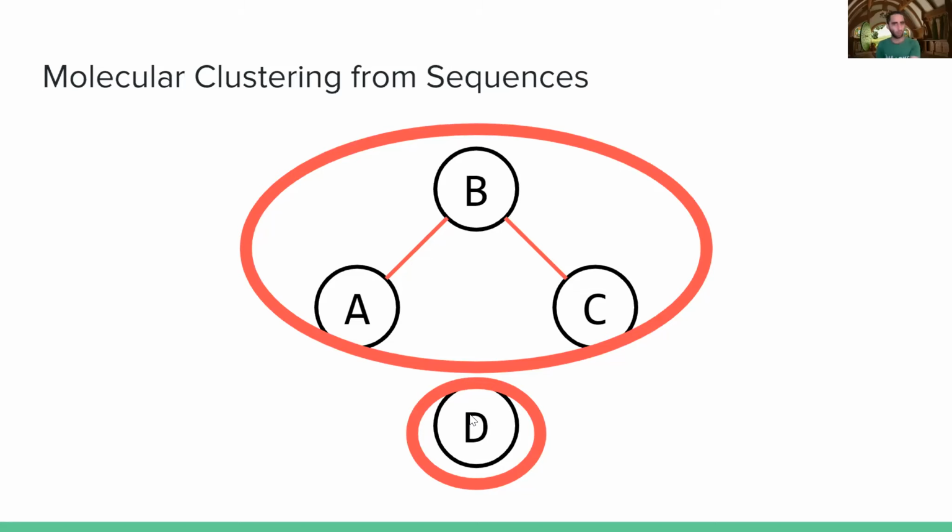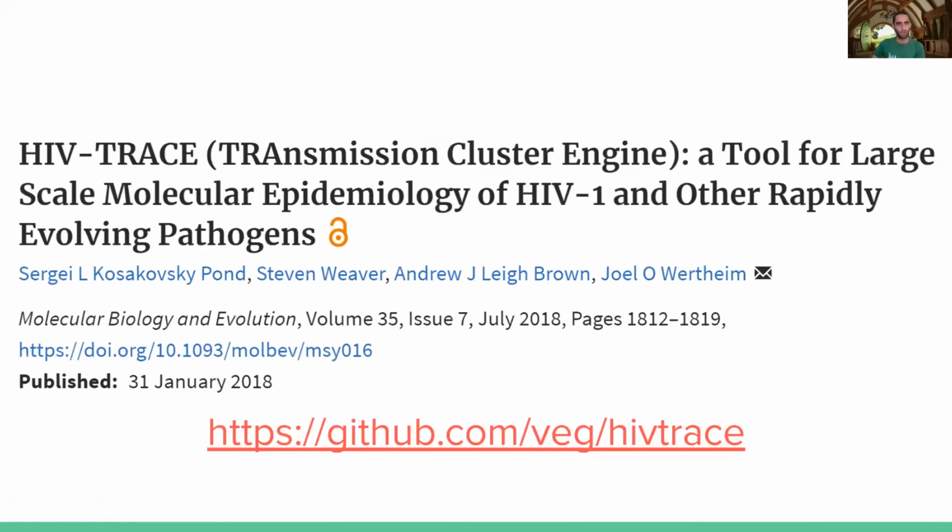What threshold do I pick? Is that threshold appropriate for all communities? Those are excellent questions that take quite a bit of research and experimentation. But fortunately for us, we don't have to come up with molecular clustering tools ourselves. There are tools such as HIV-TRACE, created by the Pond Lab over at Temple University, that is popularly used with HIV, but you could also apply it to other rapidly evolving pathogens. Here's a link to their GitHub repo.